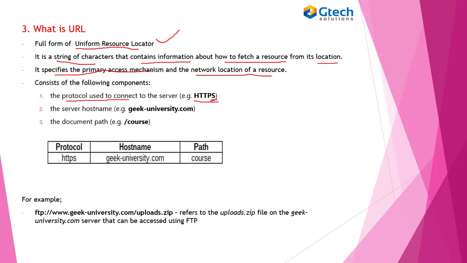Okay. So the second part of the URL is the server host name. Then the third part is the document path. Like in this table, the protocol is this one, the host name is this one, and the path is this one. For example, this is what will help us understand it much better.